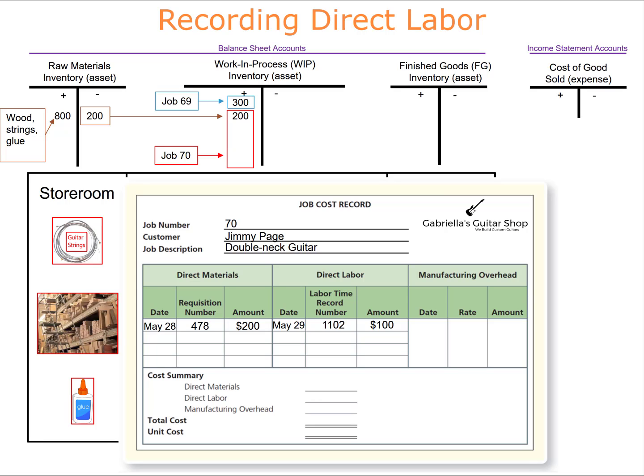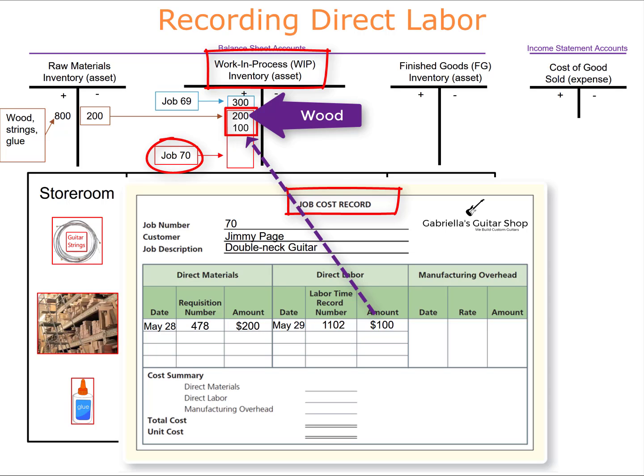So now let's see how that direct labor affects the T accounts in our workflow slide. Remember, the job cost record represents the cost of a job that is in the process of being completed. So the $100 of direct labor increases our work-in-process inventory account with a debit. Notice the accumulated costs of job 70 are now $300: $200 of direct materials, which is the wood, and $100 of direct labor to build the guitar's body.